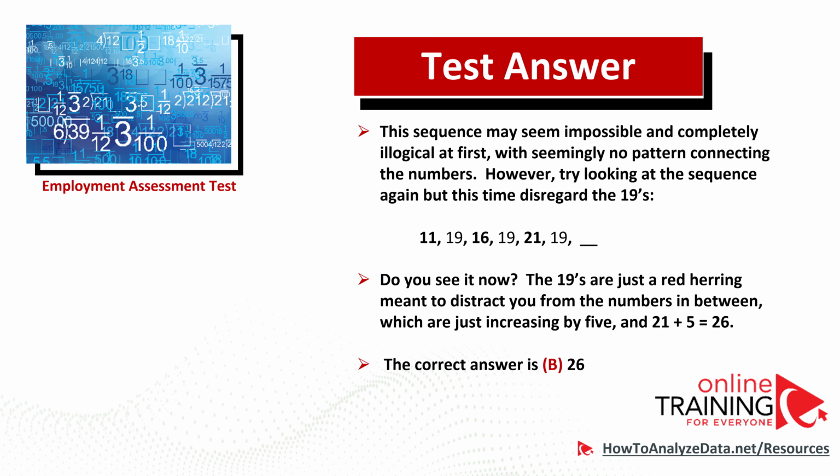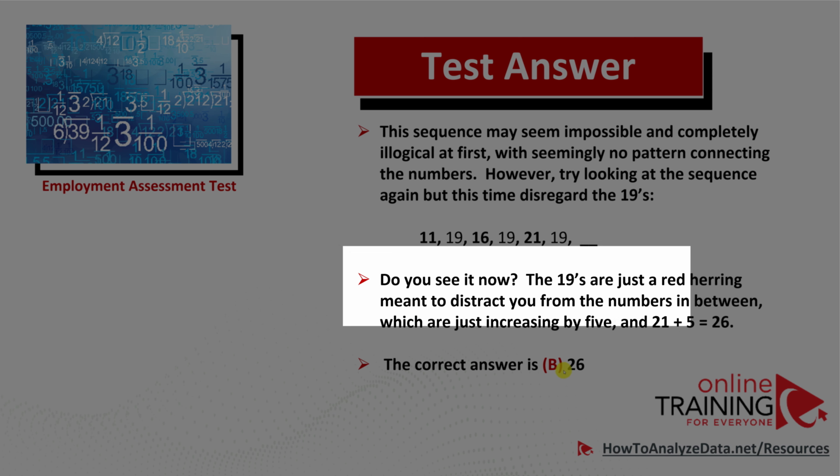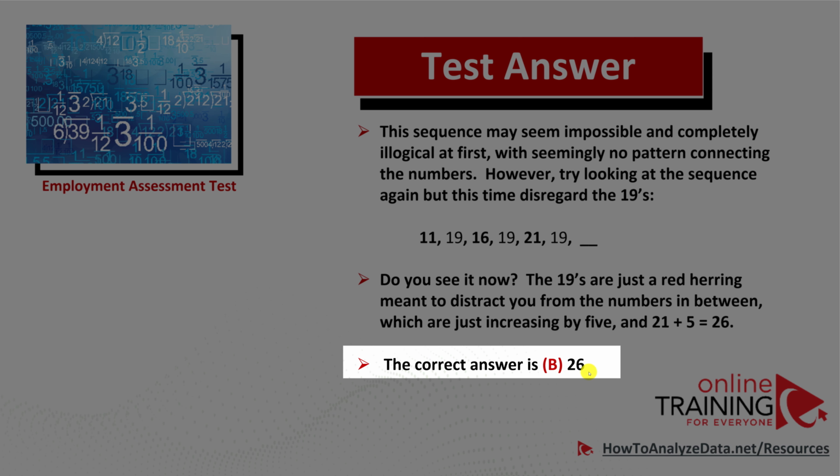This sequence might look impossible to solve, but if you remove number 19, you come up with a very logical and very simple sequence. You have 11, 16, and 21. You see that each next number increases by 5. And numbers 19 are just the distractions from numbers in between. So the next number would be 21 plus 5, which is 26. So the correct choice here is choice B, 26.